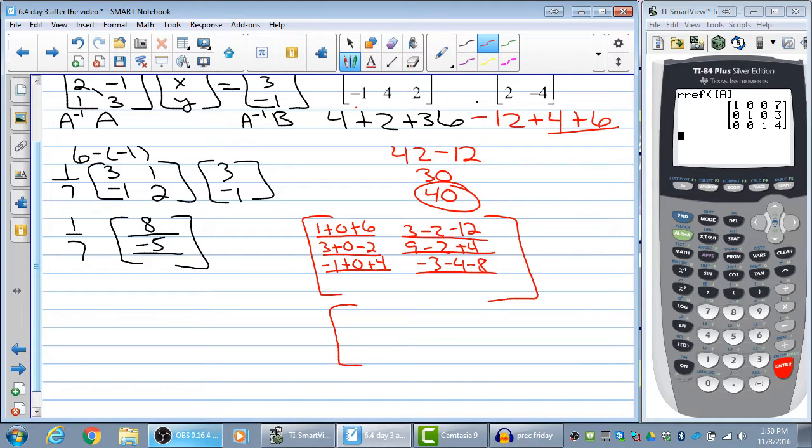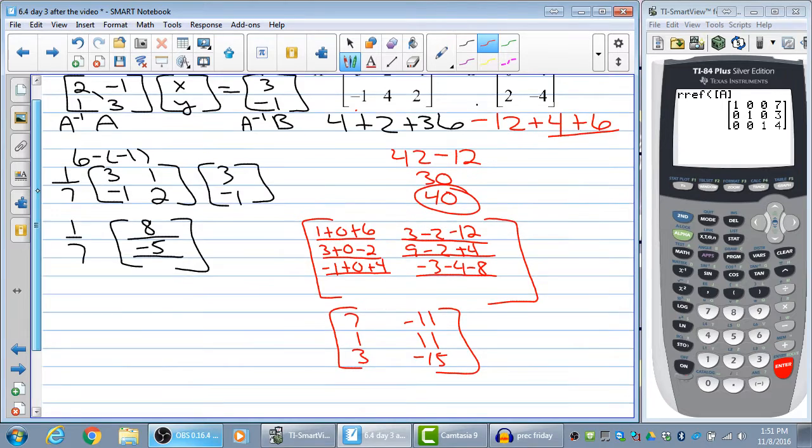So here's the final answer. We got 7, negative 11, 1, 11, I think, right? 3 and negative 15. I hope I added correctly. I did that kind of fast. Just be careful on the test. Make sure you don't make little silly mistakes and add wrong and multiply wrong, but everybody does that. Hopefully you won't.